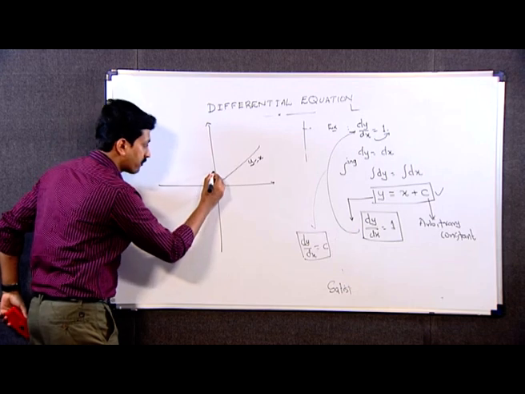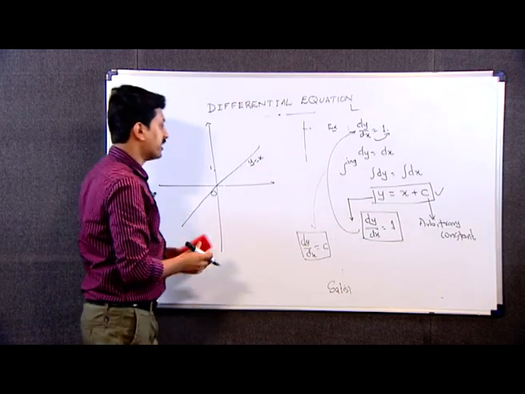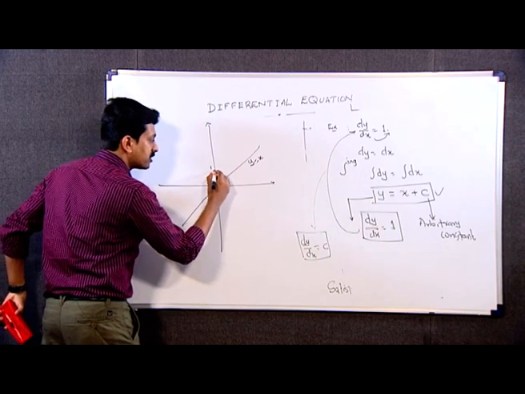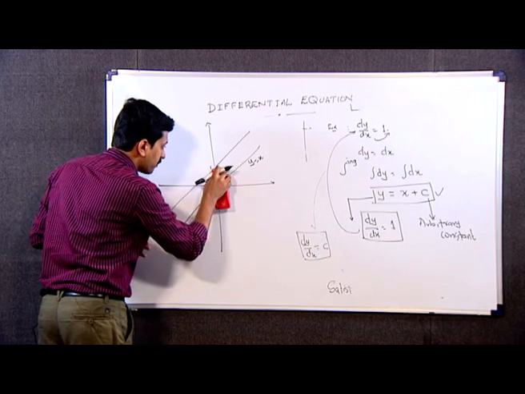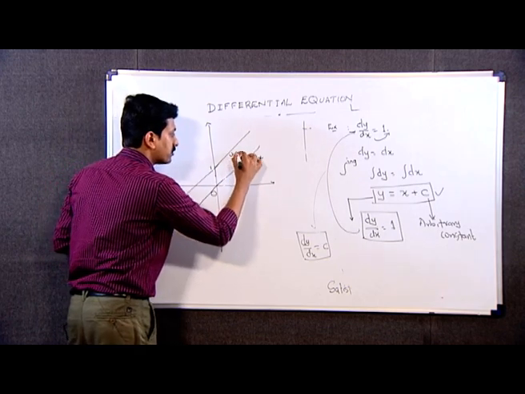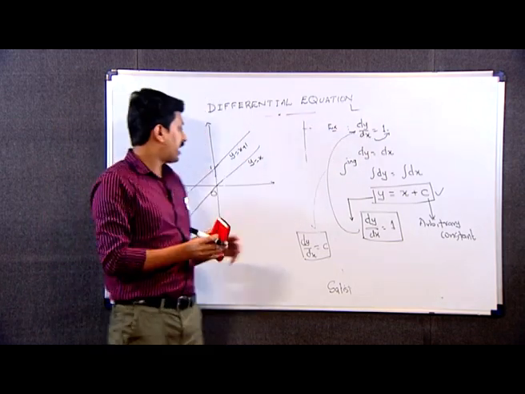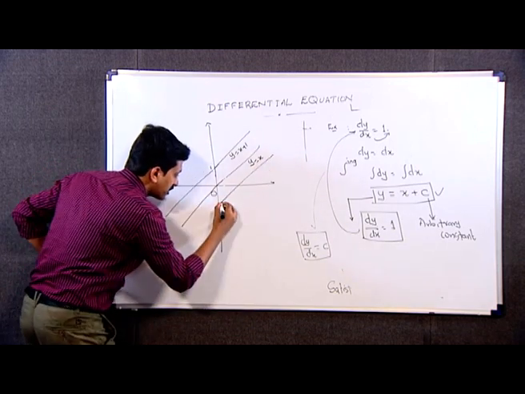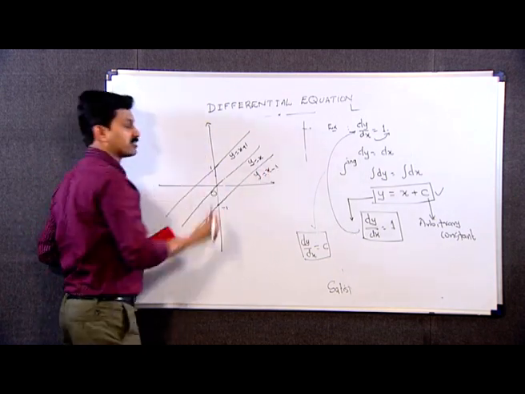As well as that, if c is equal to 1, y is equal to x plus 1 is a straight line passing through the y intercept 1 and parallel to this line. This is also a solution of this differential equation. As well as you can have minus 1, that is also a straight line passing through minus 1 which is parallel to these 3 lines. This is y is equal to x minus 1.